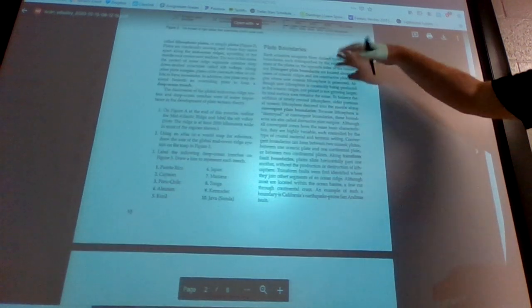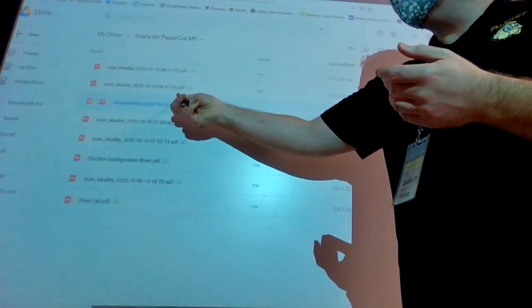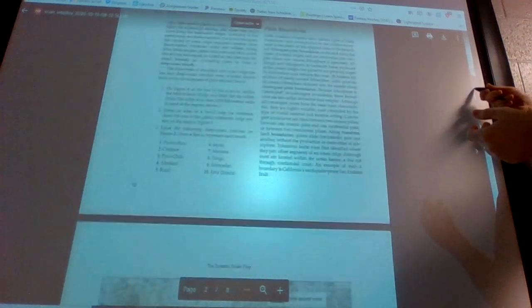But make sure you read through these short little paragraphs. They're not too bad. Oh, come on. Why don't I just download this thing and open it up on my computer as a PDF instead of doing this stuff?